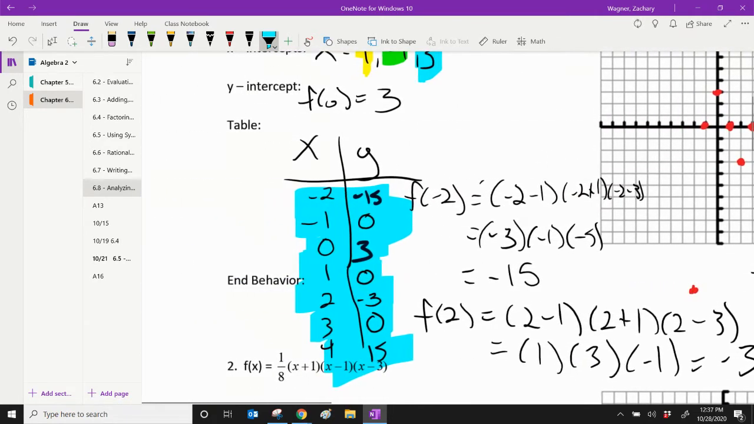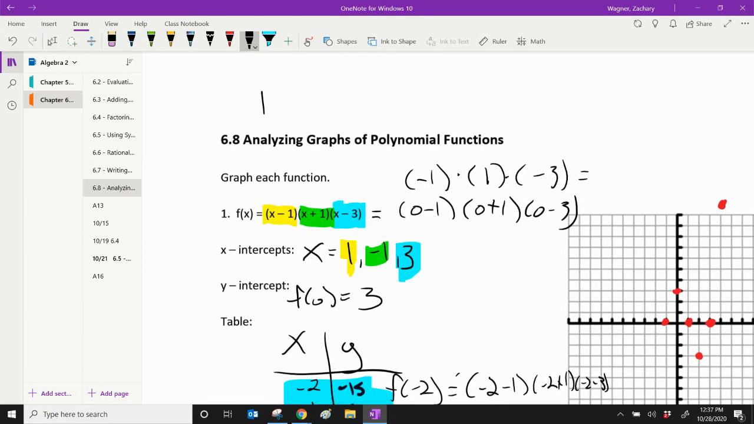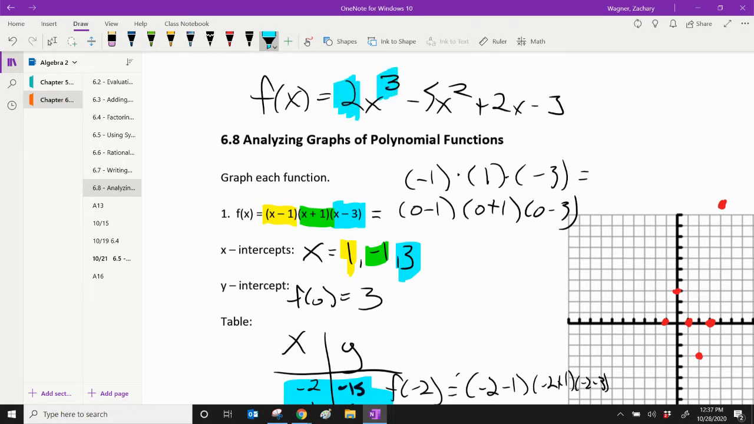If I look at my function, it's in factored form. Usually, if it's in standard form, it's really easy to identify. If I gave you this function, 2x cubed minus 5x squared plus 2x minus 3, it's really easy to find the degree. The degree is 3, and the lead coefficient would be 2. When you're in factored form, it looks a little bit different, because we're multiplying these all together. It's this times this times this. Notice my degree is not 1. This is a cubic. If you multiply all those together, you will get a cubic function.